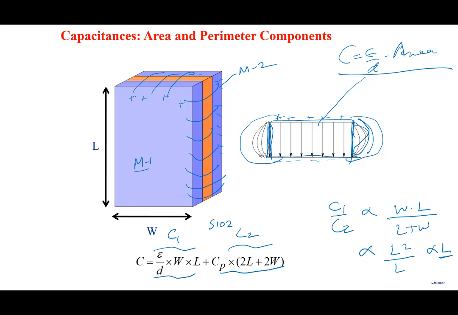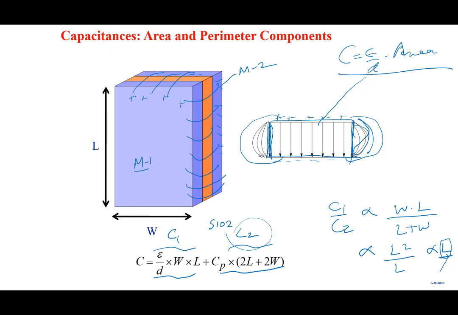So note that if L is large, then C1 by C2 is fairly large. But as L becomes small, the importance of C2 increases. And in fact, surprisingly, you will reach a threshold where C2 becomes larger than C1 if you go to sufficiently small L.